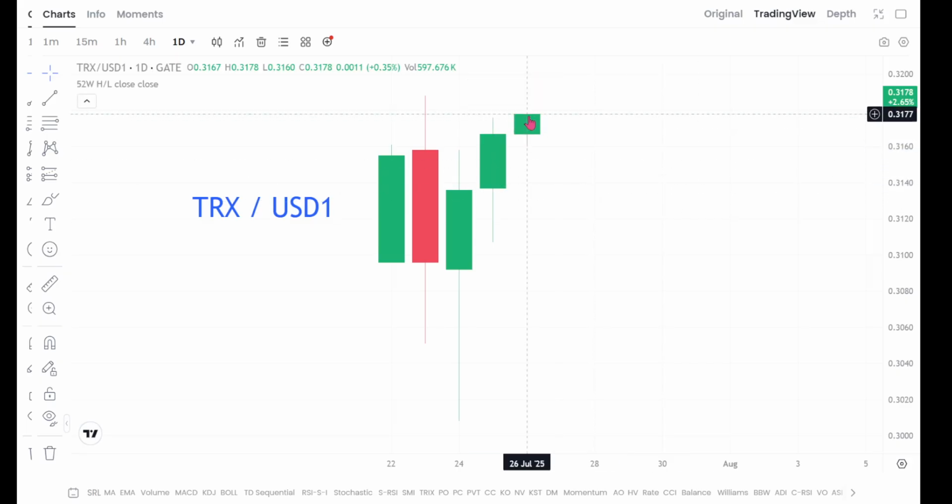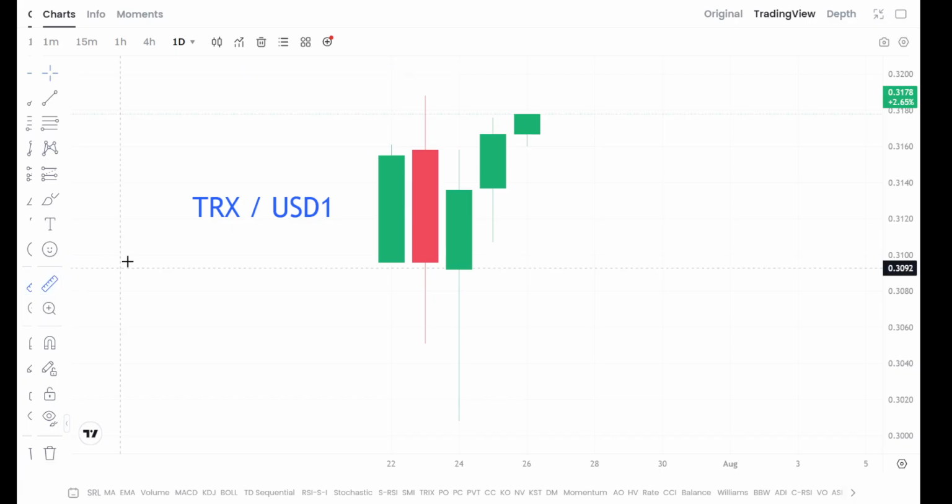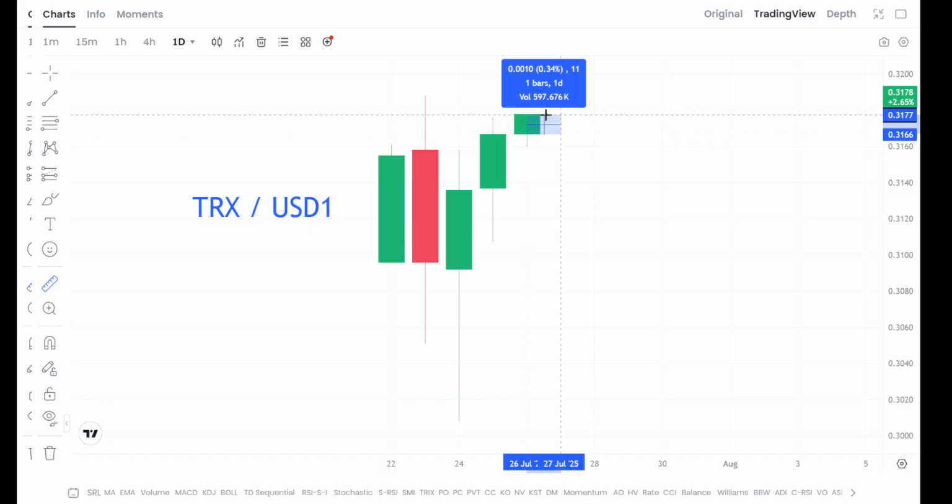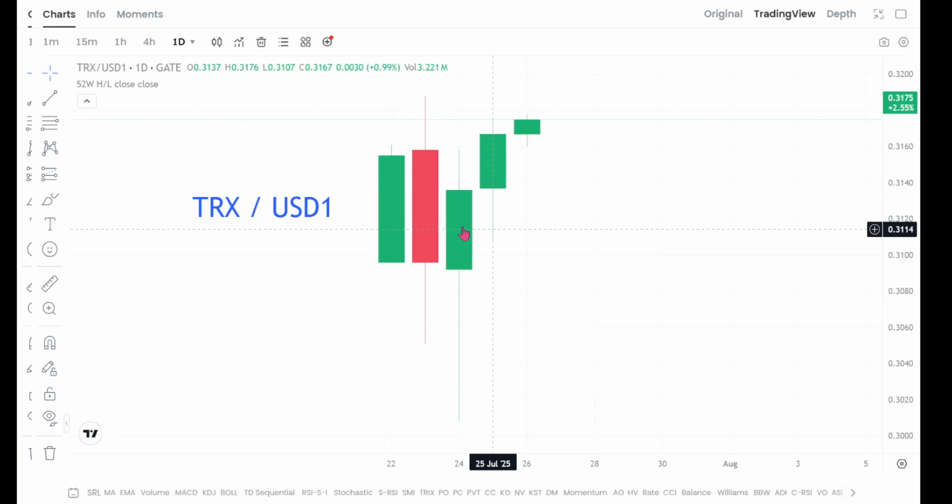On today, means 26 July 2025, the market price of TRX was opened at this point. Market price went up and was closed at this point. So it was opened at 0.3166 USD1 and was closed at 0.3177 USD1. Market price has increased to 0.0010. It is 0.34%, and 11 USD1 was the profit. 597.676 thousand TRX has been traded in this one day.